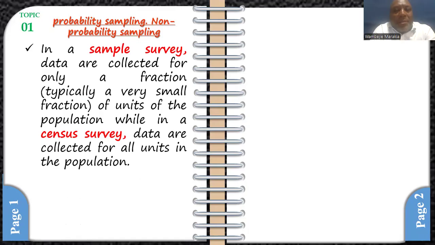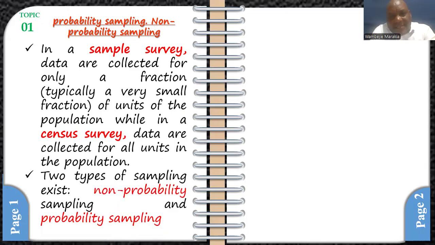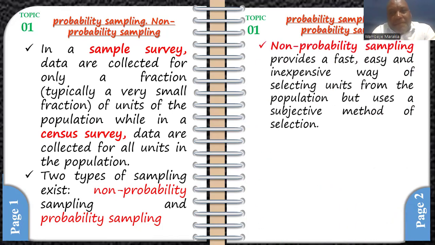In a sample survey, data are collected for only a fraction, typically a very small fraction of units of the population. And in census, data are collected from all the units in the population. Now, the two types of sampling that we use in getting the fractions out of the population, we have non-probability sampling and probability sampling.